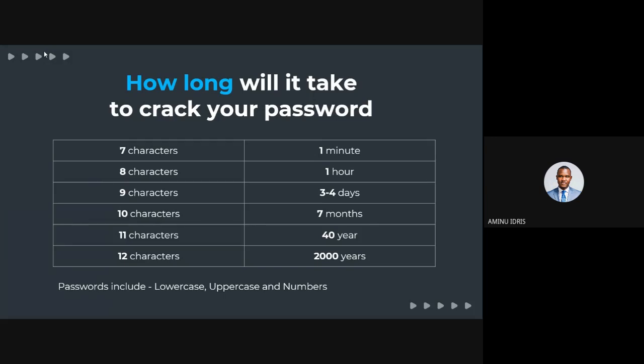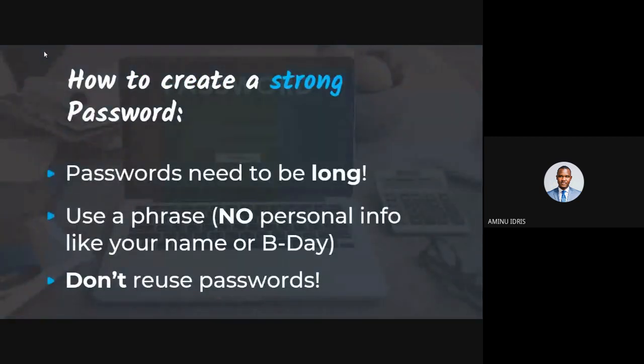So that is with regard to the password. Like I said, to create a strong password, the password needs to be long. Use a phrase, and on no account should you attach it to any of your personal information, like your name or your date of birth. And then, most importantly, don't reuse passwords. Even if you have 10 accounts, try and create different ones. I know that it is not going to be easy, but by doing that, you are practicing the right thing. You are taking steps to protect yourself and your businesses. So don't reuse it, please.